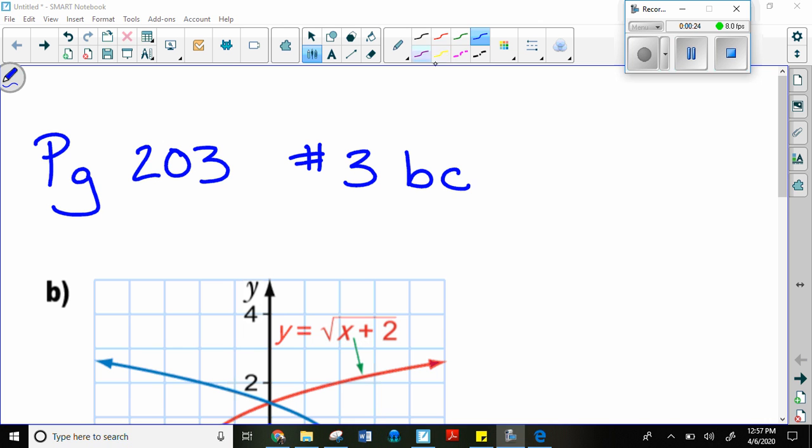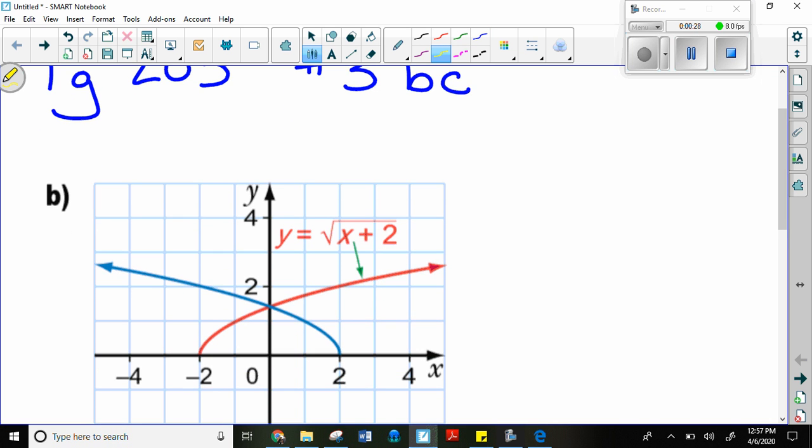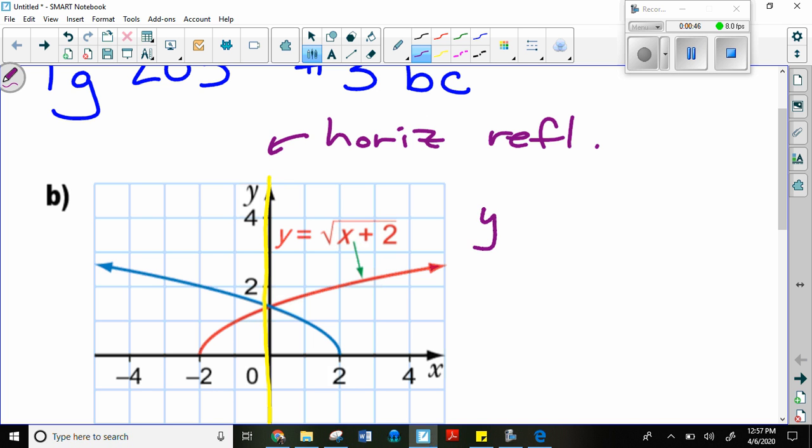The blue graph is a graph that has been reflected in the y-axis. So that's a horizontal reflection. That means that anywhere in the function y equals the square root of x plus 2, wherever we see an x, we're going to make it negative.